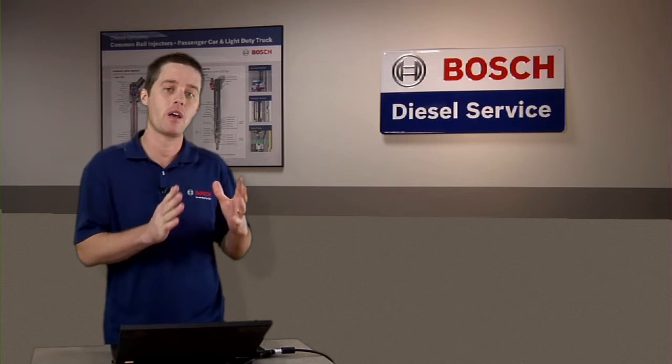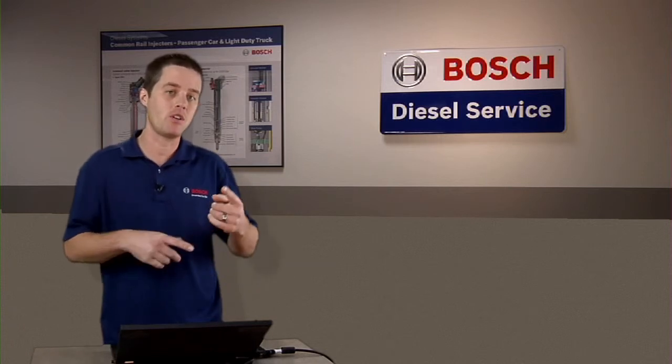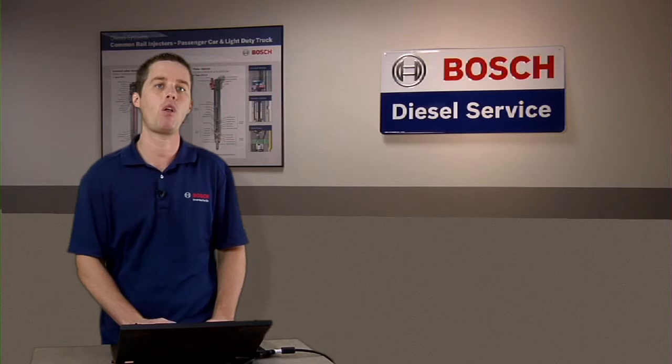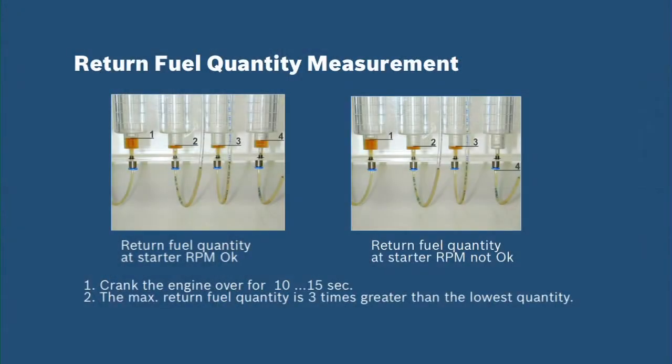In order to test this, I can measure the return quantity, but since the engine is only cranking, it can only do a small amount of measurement. As you can see in these examples, as the engine's cranking over, I'm looking for a gross difference between the four cylinders. And as you can see, all four of them are not that significantly different from one another. Whereas in the example on the other side, we can see where cylinder 1 is leaking significantly greater than cylinders 4, 3, and 2.